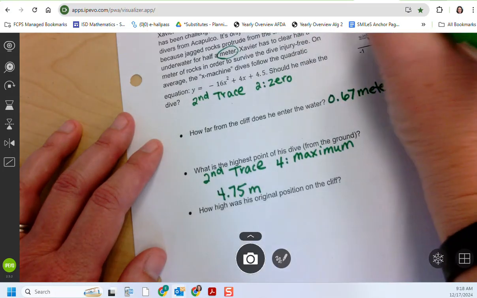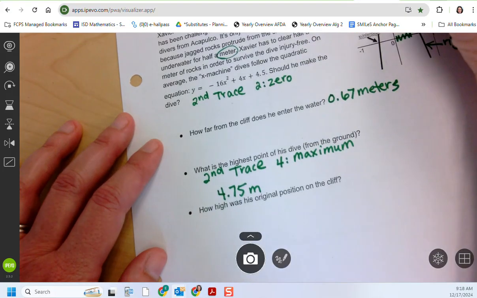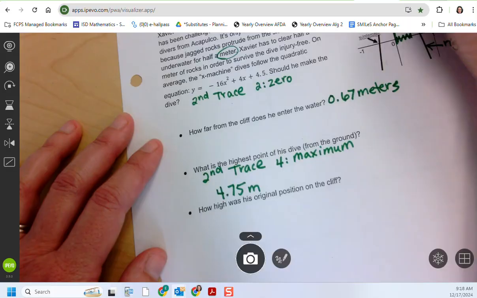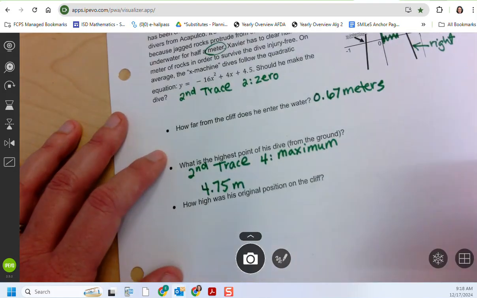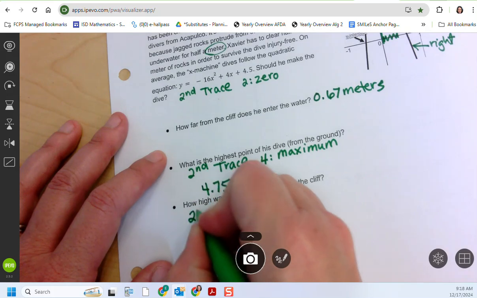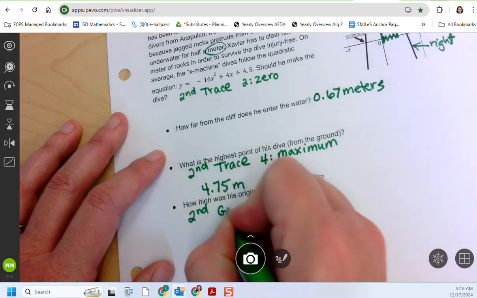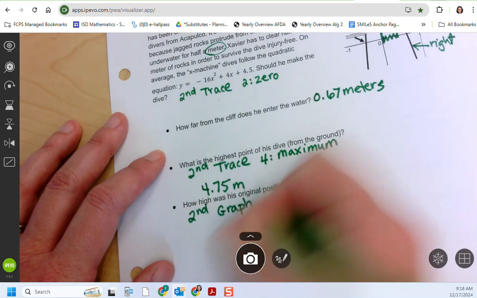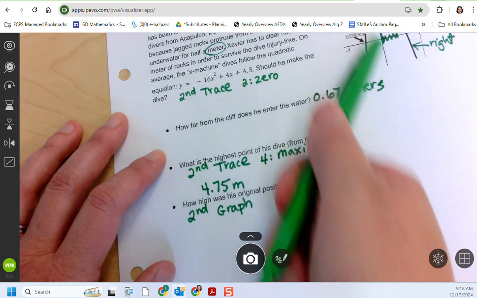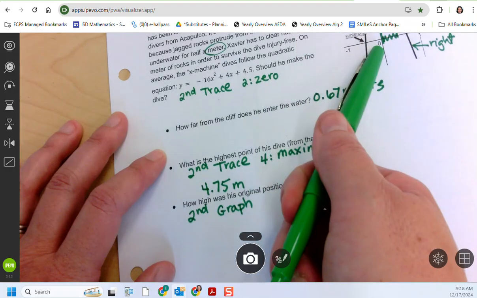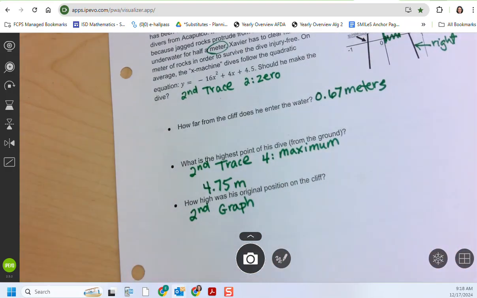So the cliff is right here. So we're actually trying to find the y-intercept. That is not something in the second trace menu, but we can find it in the table. So if you press second graph, you can look at the table. Notice that when you have your y-intercept, the x value is 0. Okay, so we're looking in the table for where the x value is 0.